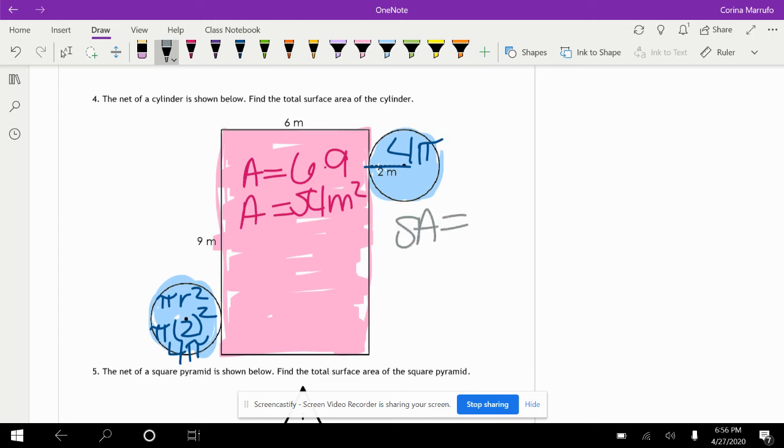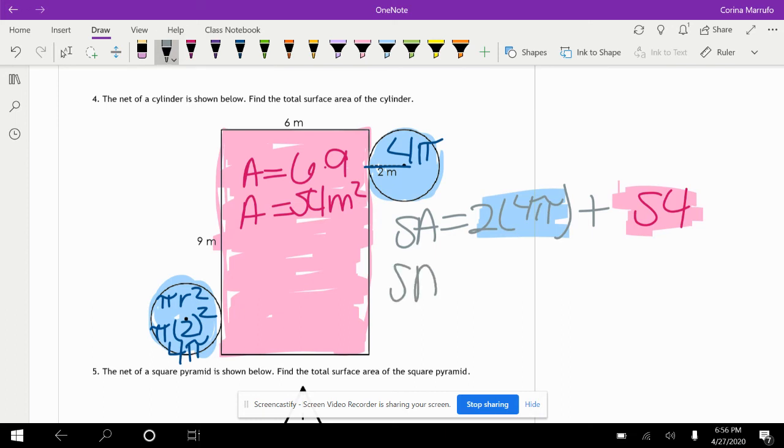Okay, so we have these two circles. Both of the circles are 4 pi, plus we have the area of this rectangle, which we found to be 54 meters squared. I'm going to go ahead and put this in my calculator exactly the way I see it. So we're going to do 2 times 4 pi plus 54. And I'm going to go ahead and round to the nearest tenth. So 79.1 meters squared.